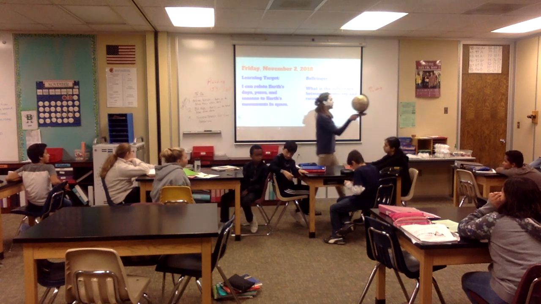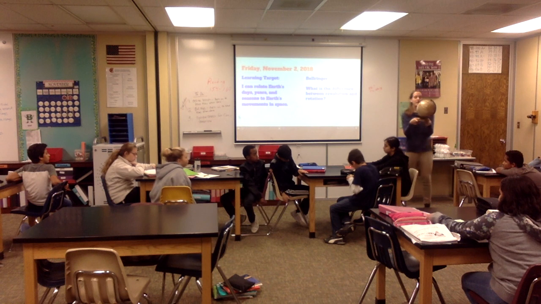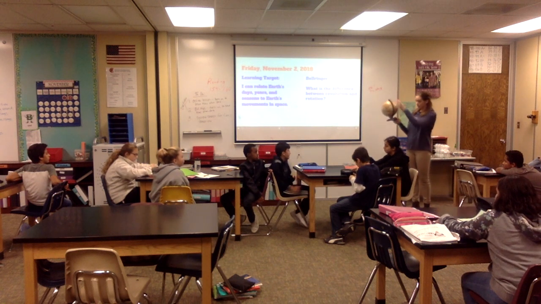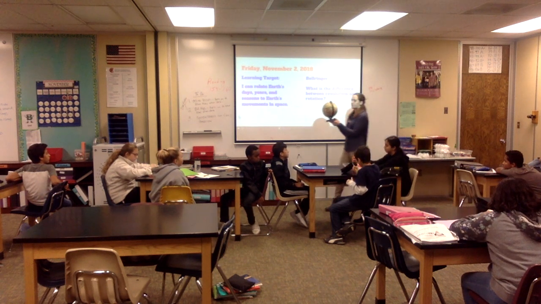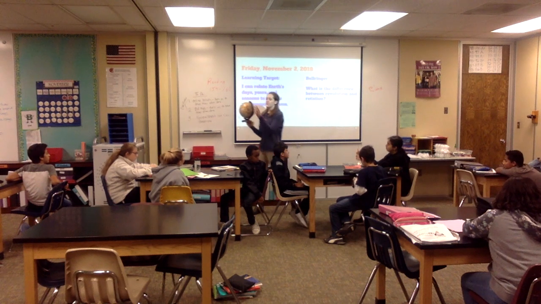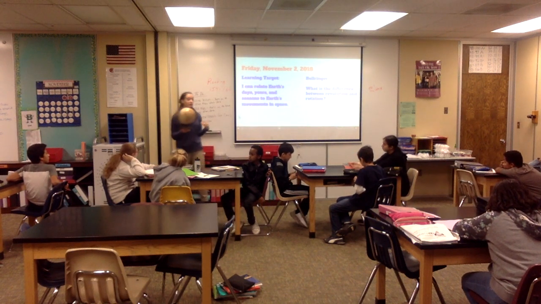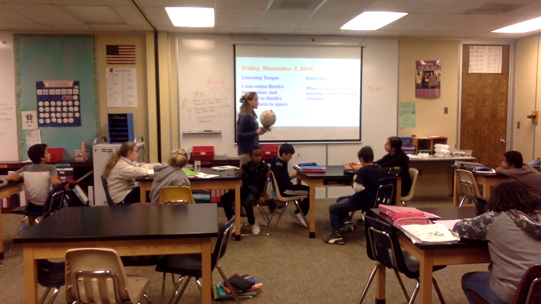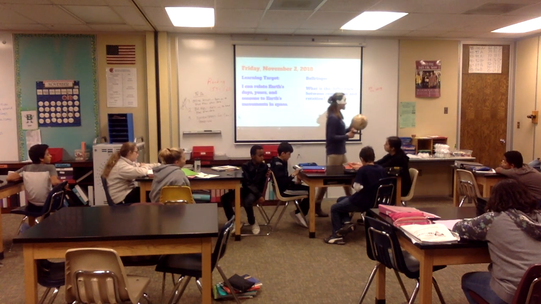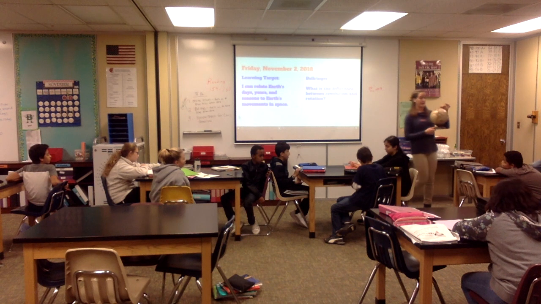Okay, so now we know that it's rotating on its axis. What can we say about the axis? What is it doing? What does the axis look like? It's tilted, and it's tilted at a 23.5-degree angle. Talk to your table about why that tilt is really important on Earth.